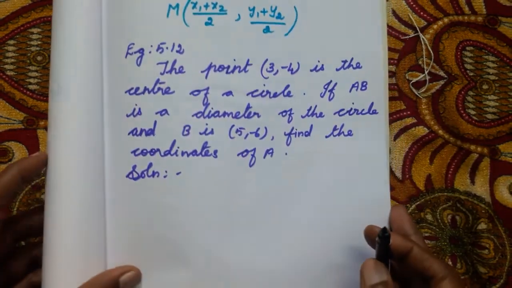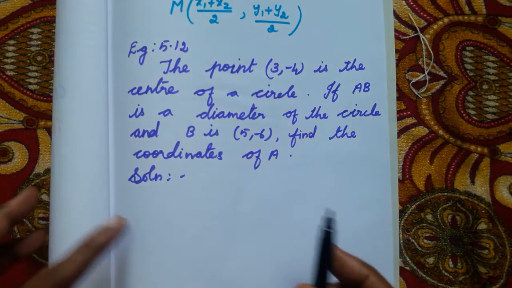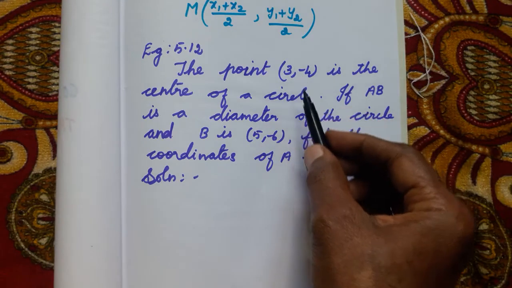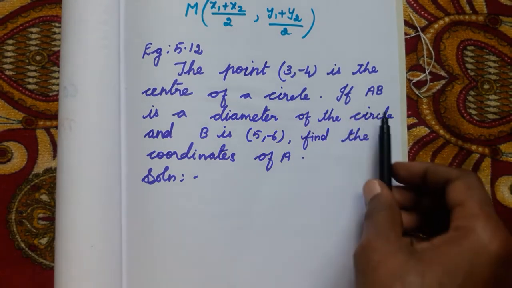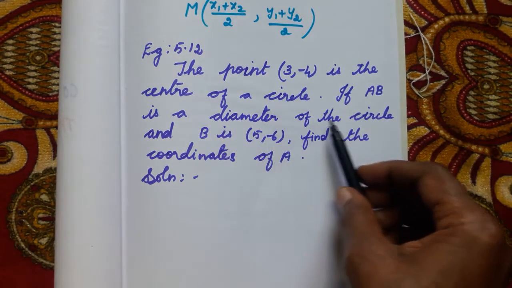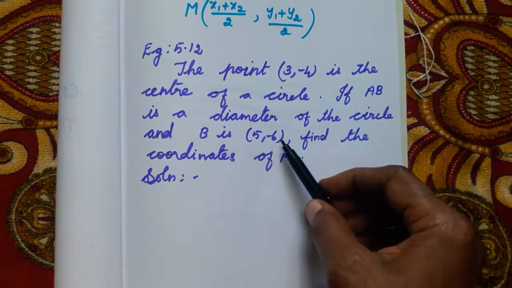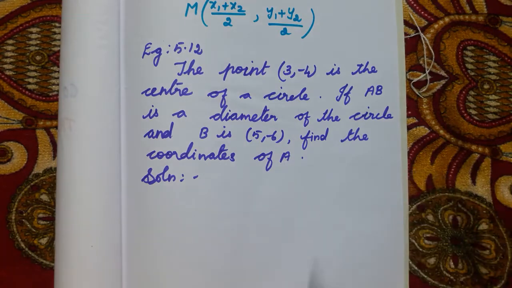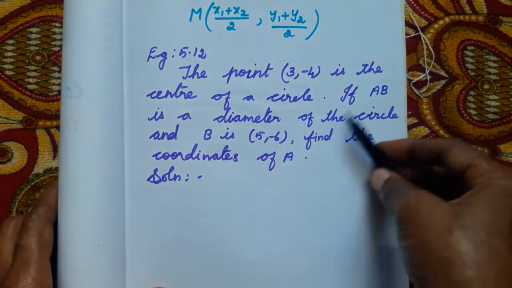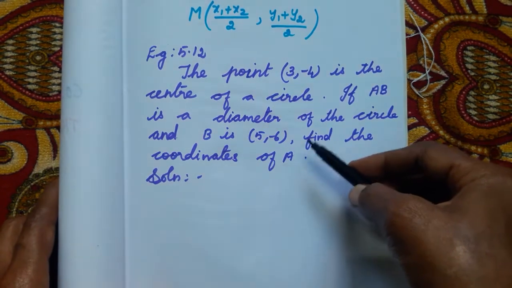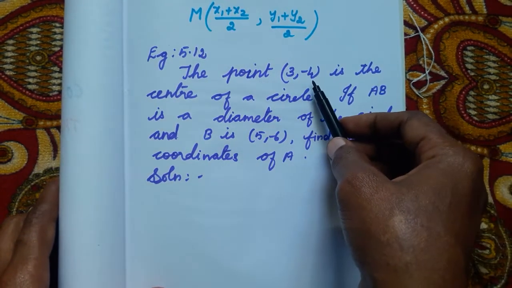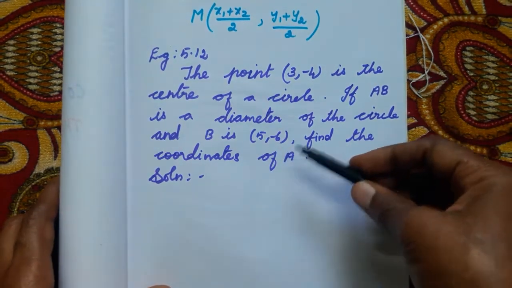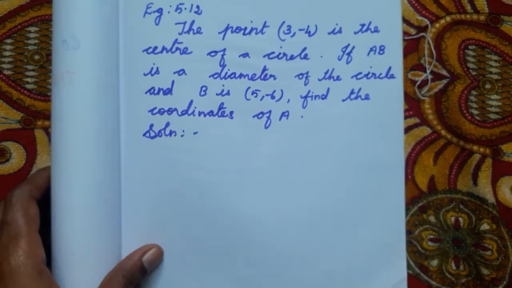Now I am going to explain example 5.12. The point (3, minus 4) is the center of a circle. If AB is a diameter of the circle and B is (5, minus 6), find the coordinates of A. We want to find out the coordinates of A. Here, what is given? Center is (3, minus 4) and the coordinate of B is (5, minus 6).